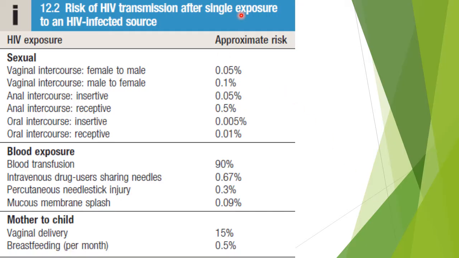So, risks of HIV transmission after a single exposure to an HIV-infected source. We can see that even in vaginal intercourse, the risk of transmission is more from male to female than from female to male. And the overall percentage after single exposure is actually very low. But the transmission is very high after a single episode of blood transfusion, reaching 90%, and after vaginal delivery, reaching 15%. Other approximate risks from other methods of transmission are given here. You can pause it and see it.